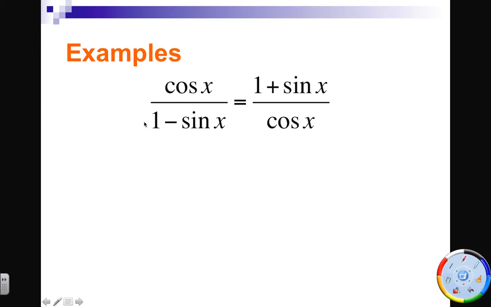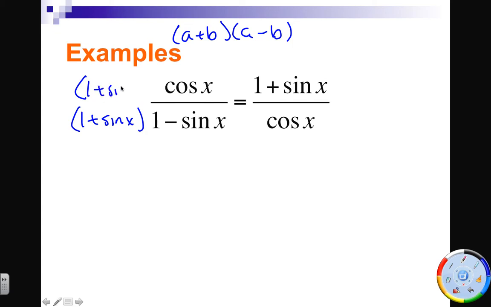I'm going to deal with cosine x over 1 minus sine x, and I'm going to use my Pythagorean identity. Remember one of the things I said, use a plus b times a minus b to set up the Pythagorean identity. So I'm going to multiply by 1 plus sine x. And as long as I do it to top and bottom, it's all legal.